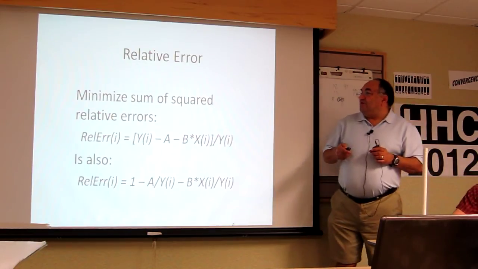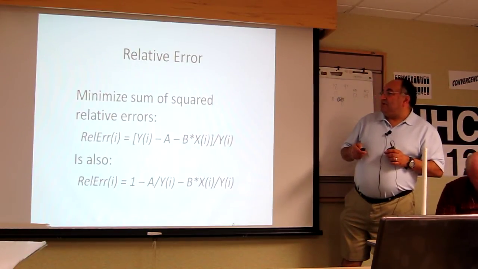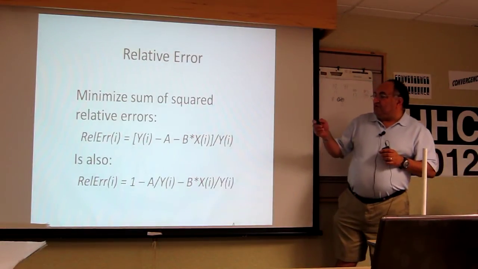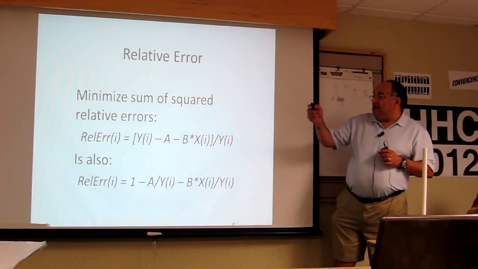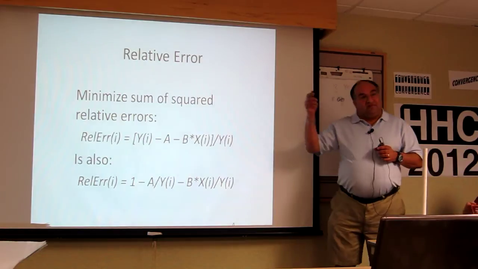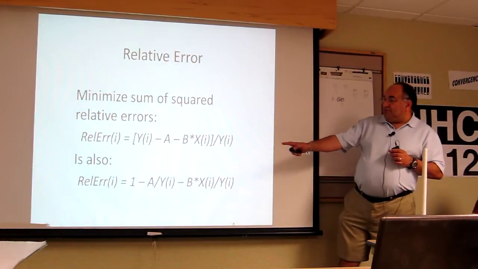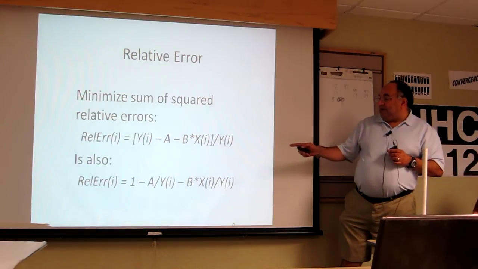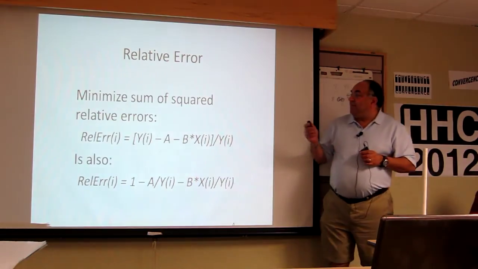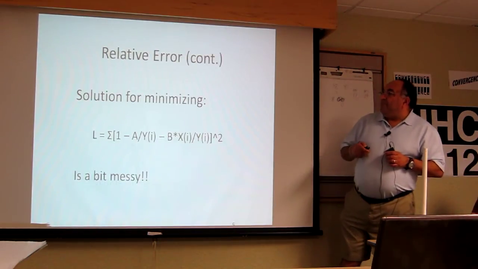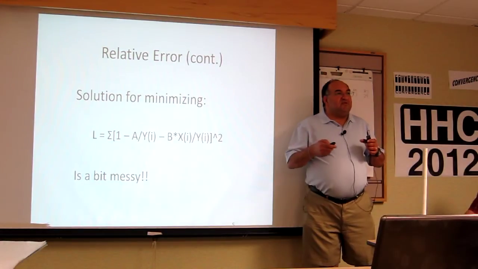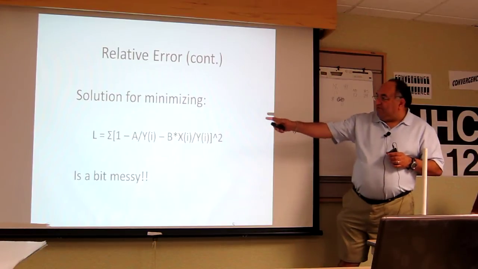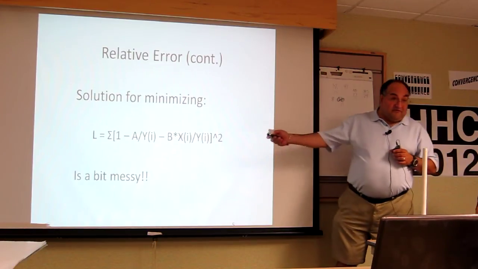Now, in the case of minimizing the sum of squared relative errors, we have, for the individual values of the relative errors, the left-hand side minus the right-hand side, all divided by the left-hand side, which is equal to 1 minus the intercept a over y of i minus b times x of i over y of i. To calculate the slope and intercept for the relative error, we minimize L, which is the sum of the squared relative errors indicated by that beautiful expression.